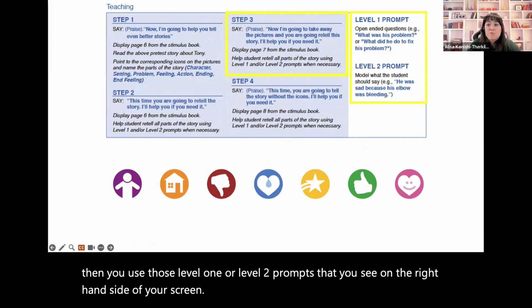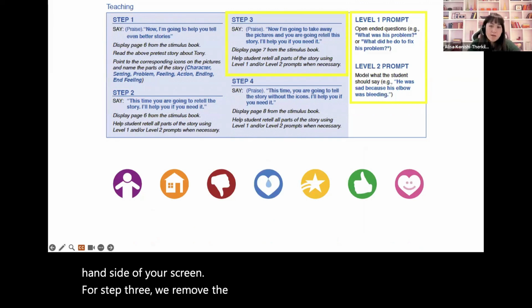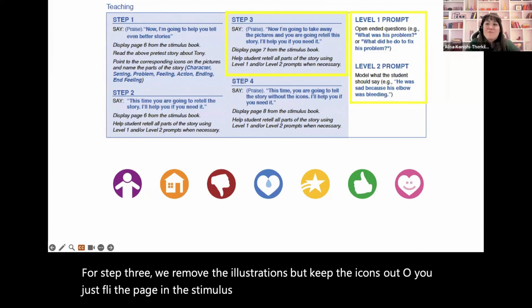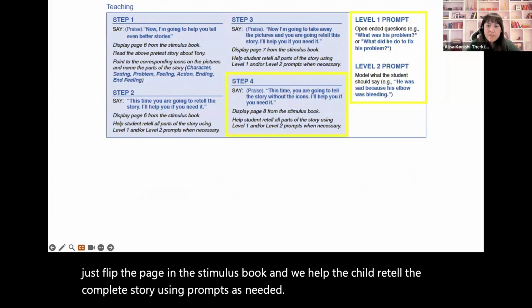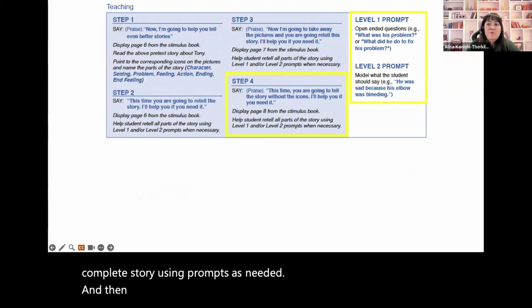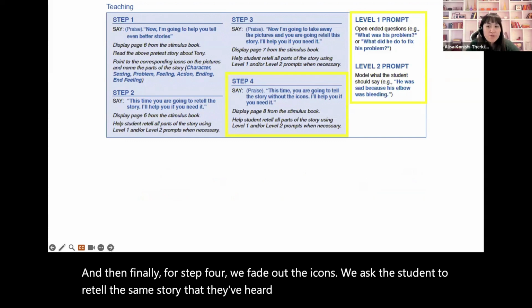For step 3, we remove the illustrations, but keep the icons out. So you just flip the page in the stimulus book. And we help the child retell the complete story using prompts as needed. And then finally, for step 4, we fade out the icons. We ask the student to retell the same story that they've heard 3 times so far, so including the pretest.